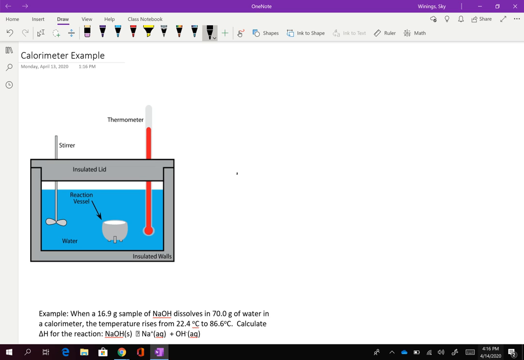Okay, hello everybody. I'm gonna go over what a calorimeter is and also do example one in the notes. So right below here, this is a calorimeter. I would pause the notes if I were you and do a quick sketch of that so that you can follow along and take some decent notes on what a calorimeter actually is.